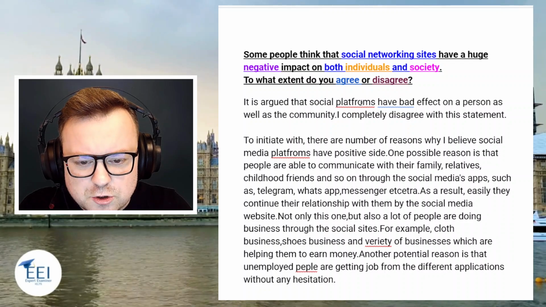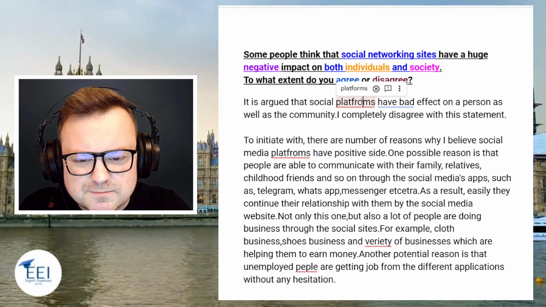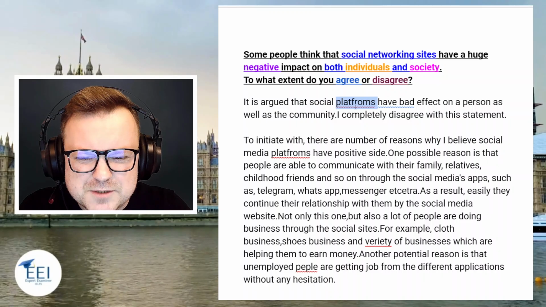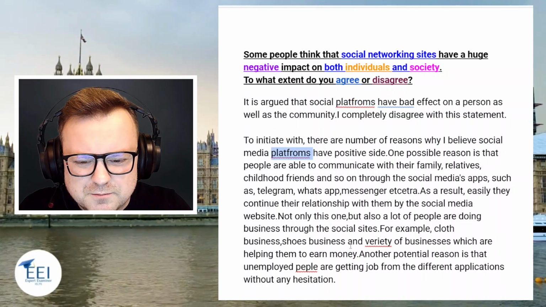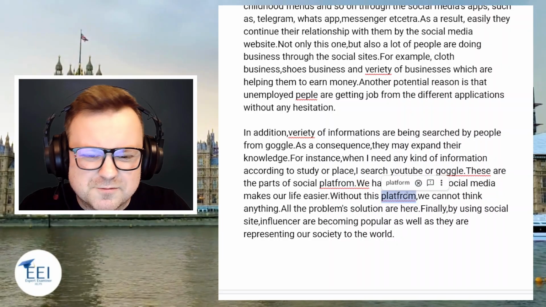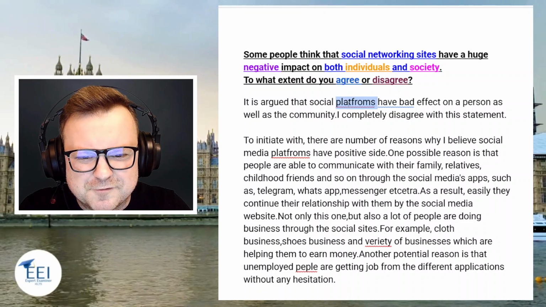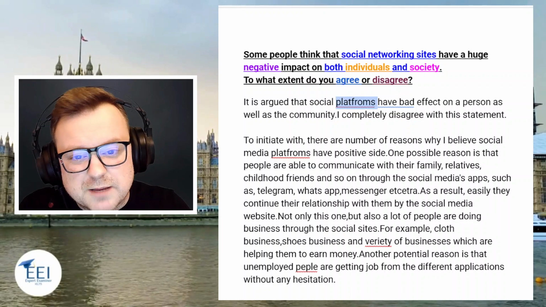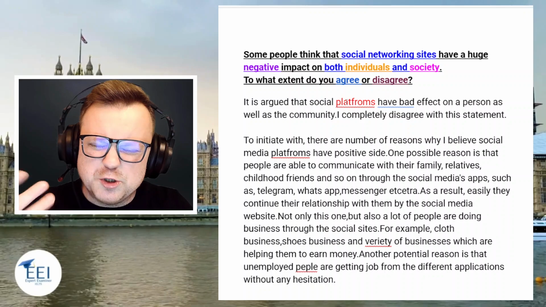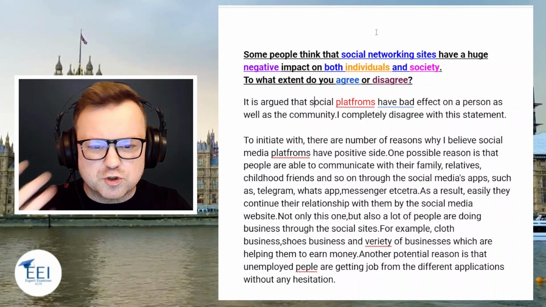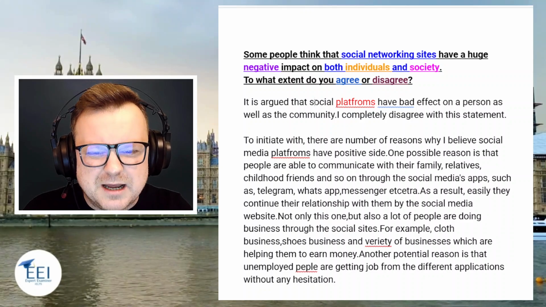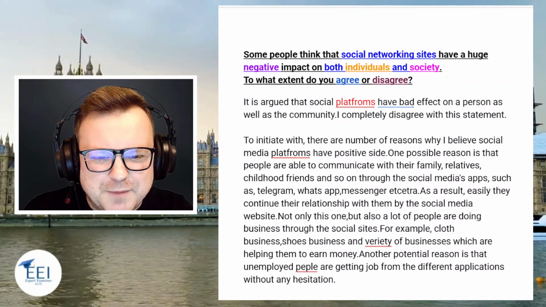It is argued that social platforms. So that's not how you spell platform. I don't know, is it a typo? We get platforms there. That's twice. So four times the candidate has misspelled platform. So okay, maybe it's just a misspelled word. It is argued that social platforms. Now, I've never heard these called social platforms, they're social networking sites. That's not the same as a social platform. So yeah, it's strange. Have bad effect.